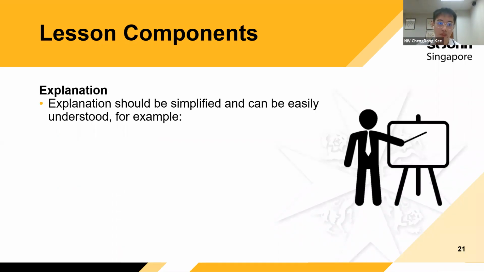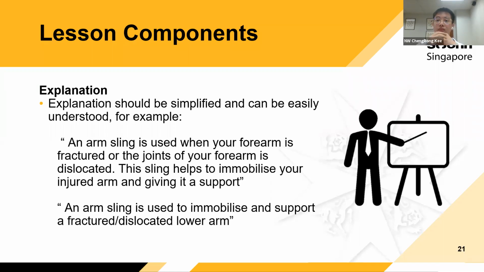So, explanation. Explanation should be simplified and easily understood. I'll give you guys 2 examples of an explanation, and you can tell me which one is more simplified and easily understood. The first sentence is: an arm sling is used when your forearm is fractured or the joints of your forearm are dislocated. This sling helps to immobilize your injured arm and give it support. The second sentence is: an arm sling is used to immobilize and support a fractured or dislocated lower arm. Now this should be quite a straightforward answer.